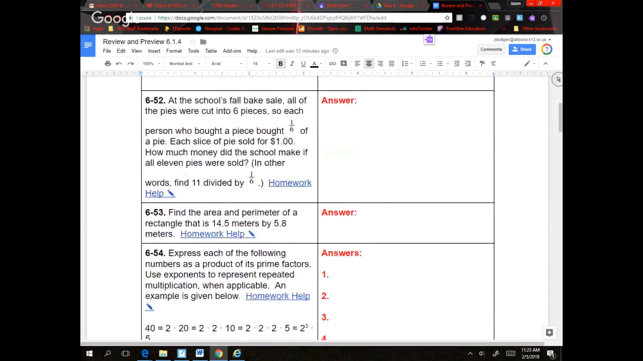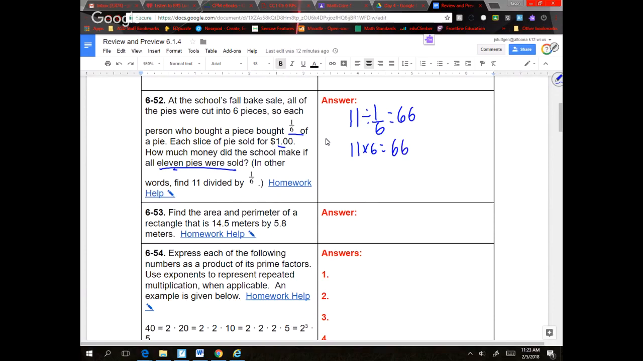You had a bake sale, and it said that you have 11 pies, and each one split into 6, and you're selling each piece for $1. So the first thing I found out was how many pieces I had. So I had 11 pies, each split into 6, and they said to solve it as a division problem. You could have also done, remember, 11 times 6, because both of them get you the same answer of 66. And then if each one's $1, obviously they would have made $66 for that bake sale.